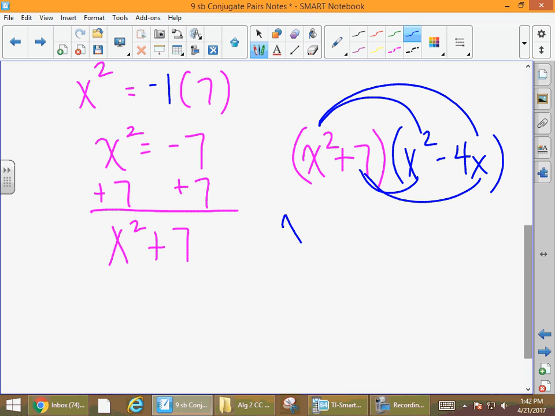And when we multiply, x squared times x squared is x to the 4th. x squared times -4x is -4x cubed. 7 times x squared is 7x squared. And 7 times -4x is -28x. And it's nice because it ended up in standard form already. We just need to put it back in the box there in a moment. Some people are still writing.